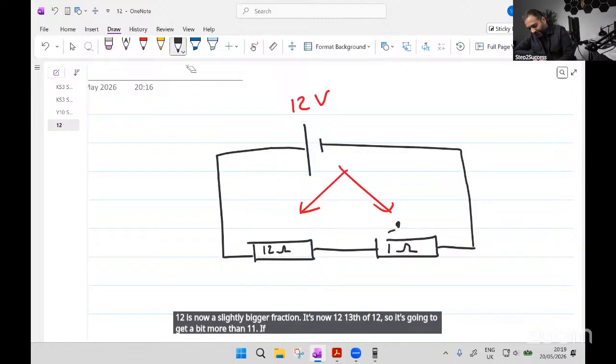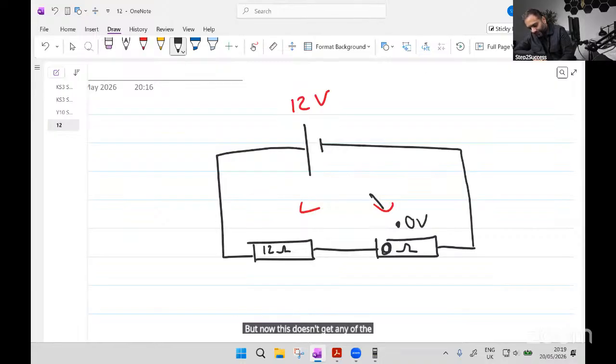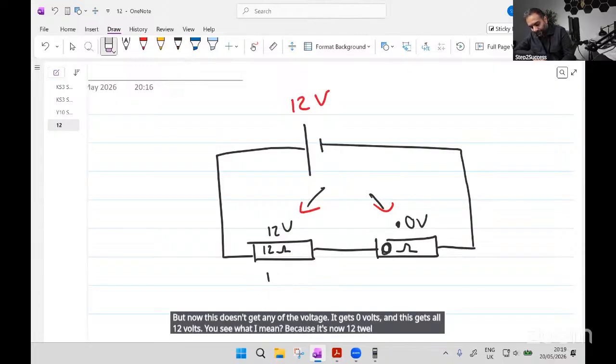If I wanted this to have none, then I could change that to 0. If I change that to 0, then now this doesn't get any of the voltage. It gets 0 volts, and this gets all 12 volts. You see what I mean? Because it's now 12 twelfths of 12.